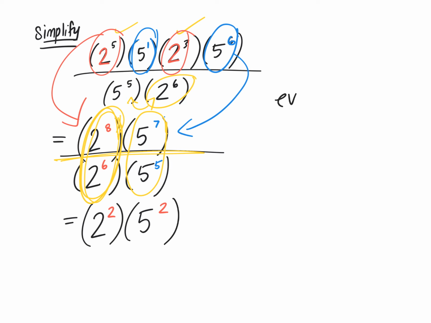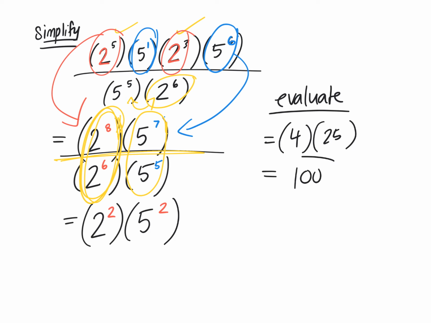Now evaluate it. You can calculate it because there's no variables. What's 2 squared? 4 times, what's 5 squared? 4 times 25 equals 100.